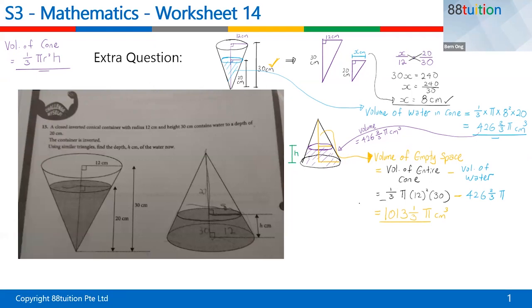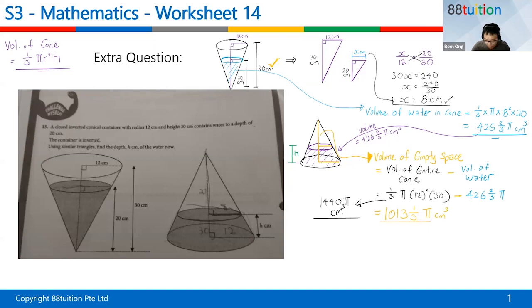I've forgotten. Let me write it out first. 1/3 times 12 times 12 times 30, 1440 pi. Okay, this is the entire cone. And I'm looking for h.